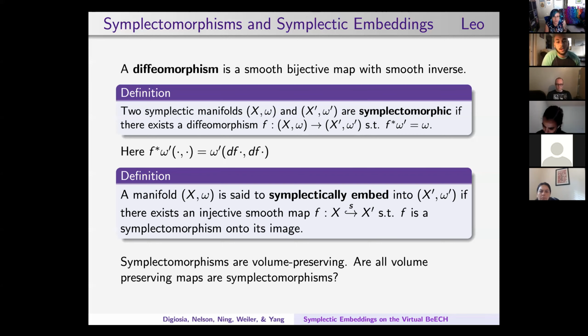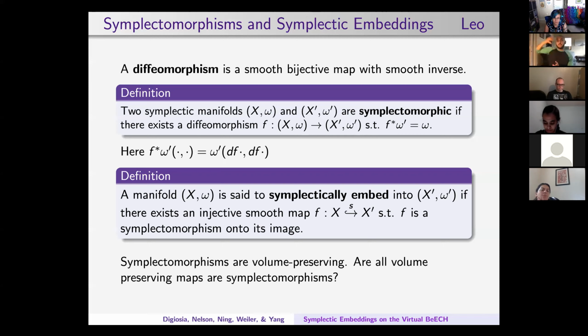Okay, and so we'll define what a symplectic embedding is, which is in the title of our talk. So a symplectic manifold X symplectically embeds into another one, X prime, if there's an injective smooth map or an embedding F of X into X prime, such that F is a symplectomorphism onto its image. And you should kind of think of it as, if you do have a symplectic embedding, you have a copy of X inside X prime.